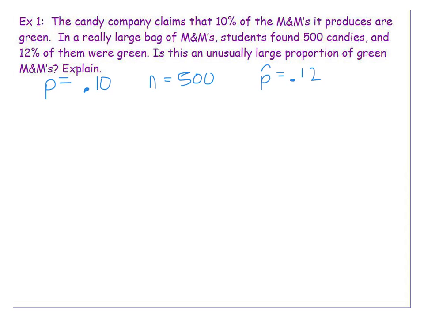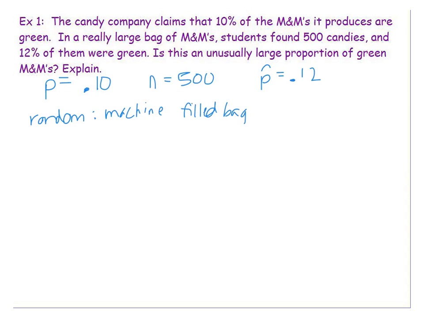Now the first thing we're going to do is check our conditions. So the first condition we're going to check is the random condition. Well, how did the candies get in a bag? A machine. Do machines have any control over what they're doing? No. So we can definitely assume that this is random because a machine filled the bag.